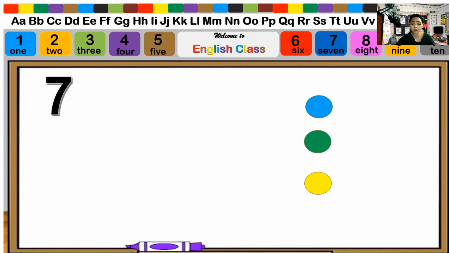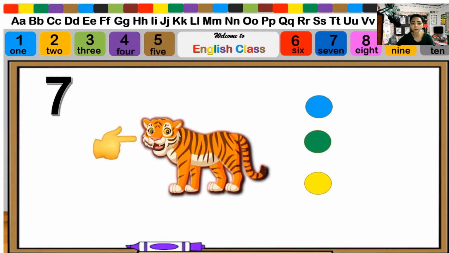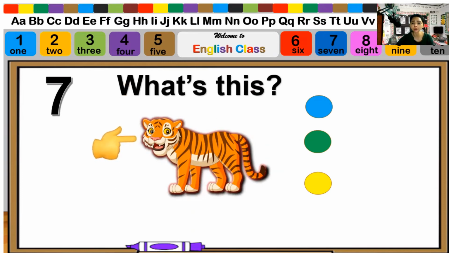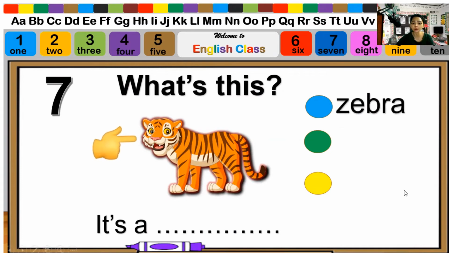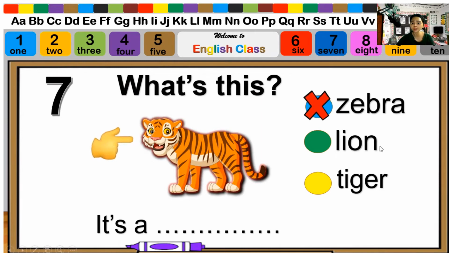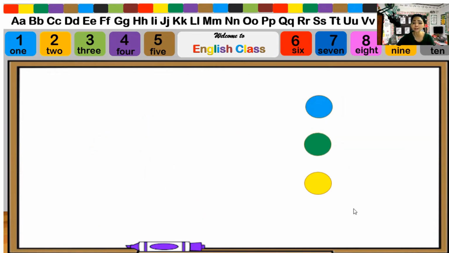Okay, let's find out. Okay, so what should be the question? What's this or what's that? That's correct. What's this? It's a zebra, lion, or tiger. Okay, it looks like zebra because zebra got lines. Let's try it. Is it a zebra? No, it's not. Okay. So you have two choices left, lion and tiger. Is it a tiger? Good job. It's a tiger. Right. Let's continue.